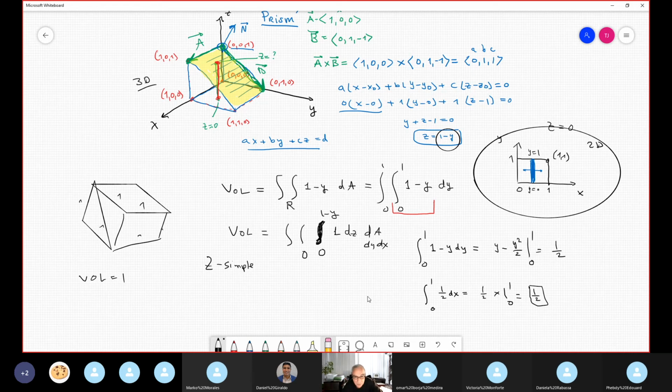From 0 to 1 in y, and from 0 to 1 in x. And you see that this and this is the same thing, because when you integrate the first integral, the integral dz is z, evaluated between 1 minus y and 0, is 1 minus y. So now my triple integral is reduced to a double integral. Any question? Any question?